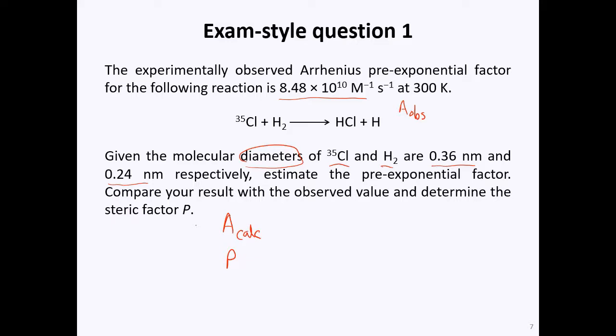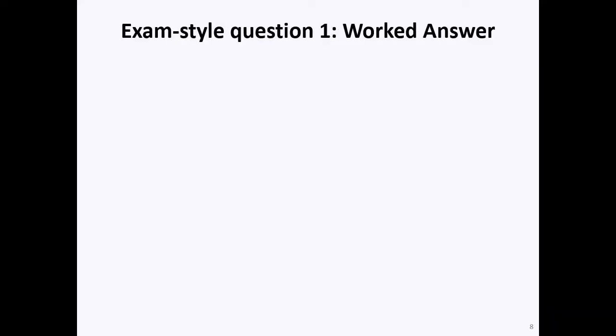One of the resources you can use is the periodic tables at the back of any of your lab scripts that you used to have. On the next slide, we're going to go through this. The first thing I'm going to note is the masses of the chlorine and the hydrogen. So the mass of 35Cl is 34.97 grams per mole.